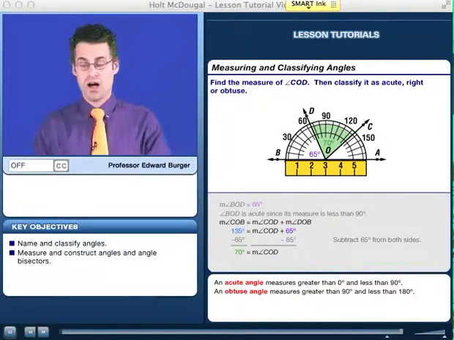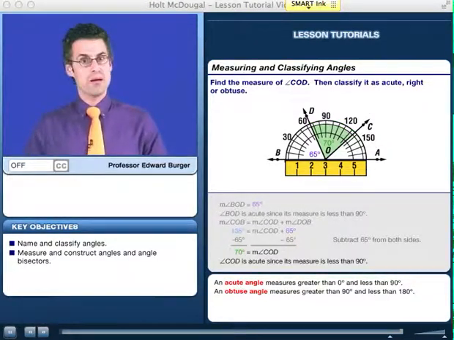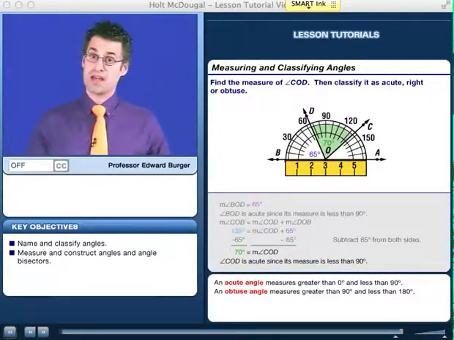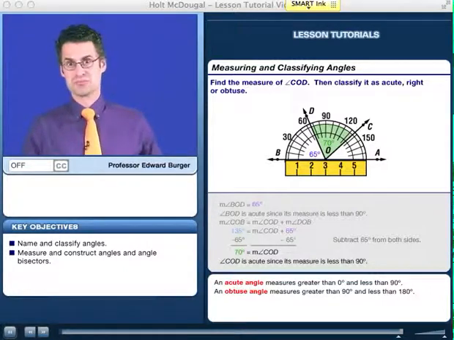Another example of an acute angle. Remember, an acute angle is any angle that's less than 90 degrees. If the angle is greater than 90 degrees, then we call it obtuse. Neat stuff.